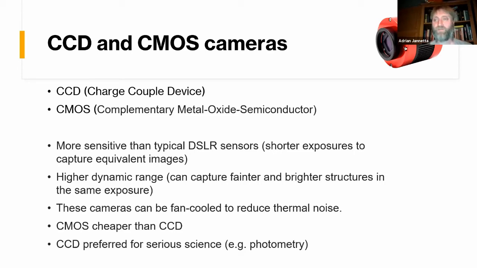The other advantage is that they tend to have a higher dynamic range than a DSLR. That means you can capture really faint stuff at the same time as capturing really bright stars. It won't blow the stars out so that you lose the nebulosity completely. So they're much preferred by astrophotographers to DSLRs.